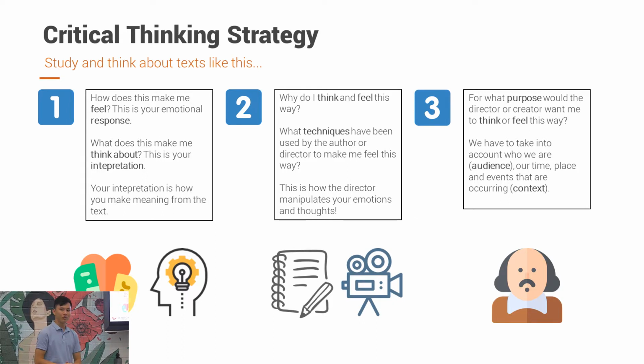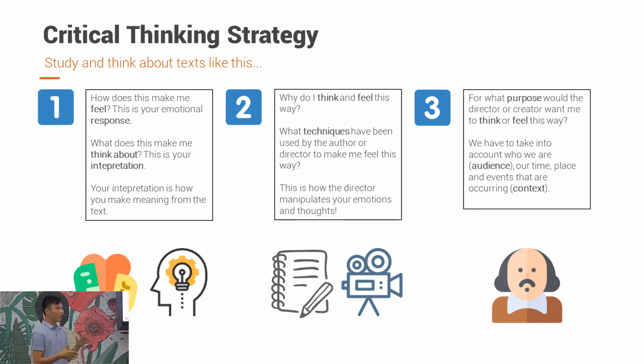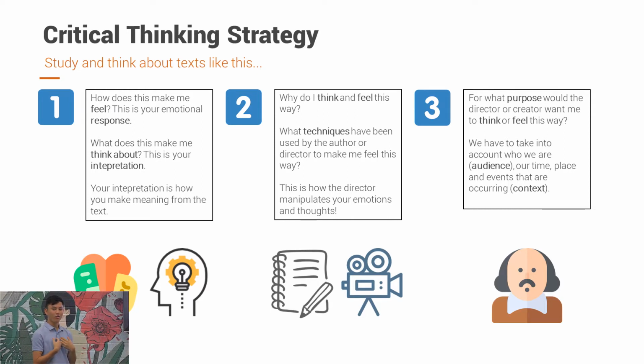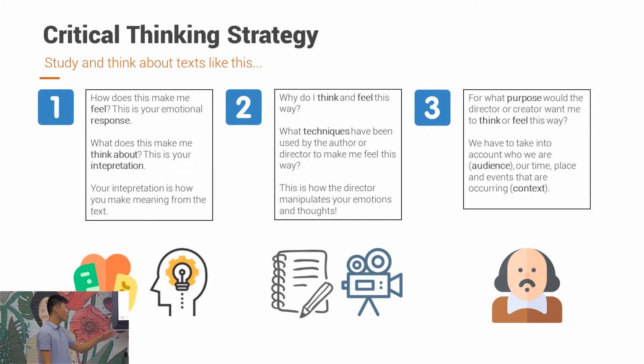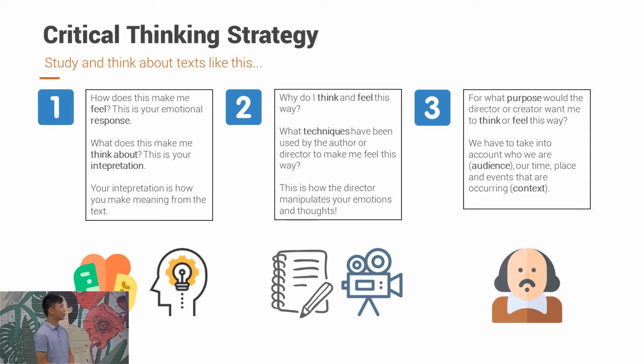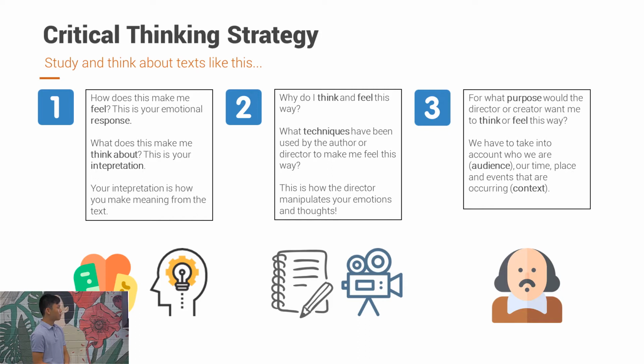And then the third question you want to ask yourself is basically, what is the purpose of the text creator wanting me to feel this way or think a certain way? So this is basically our three-step process. So for the last part, for what purpose would the director or creator want me to think or feel this way? And in order to think about the purpose, we have to take into account who we are as an audience, our current time, place, and events that are occurring. So this is called context. So those things are all very important to take into consideration.